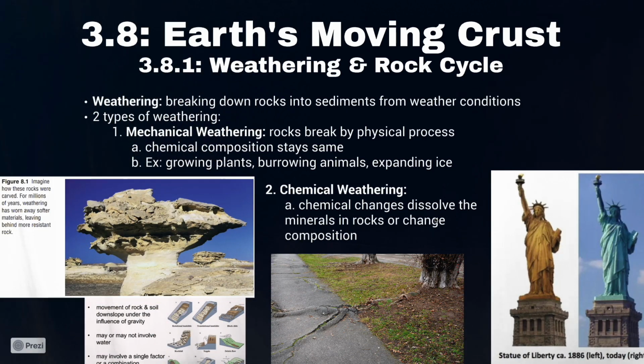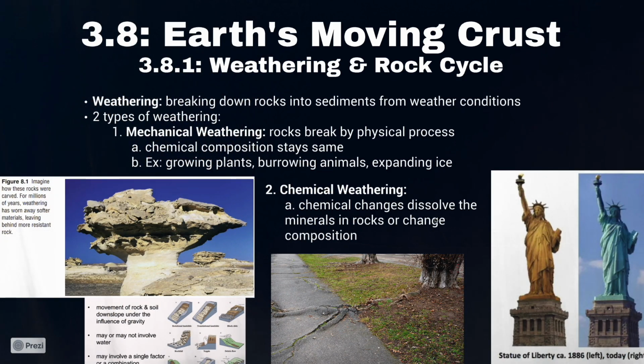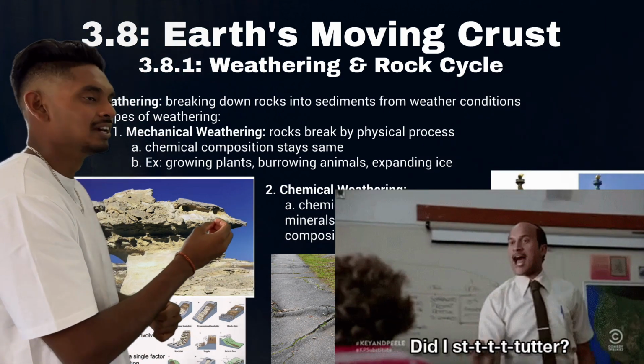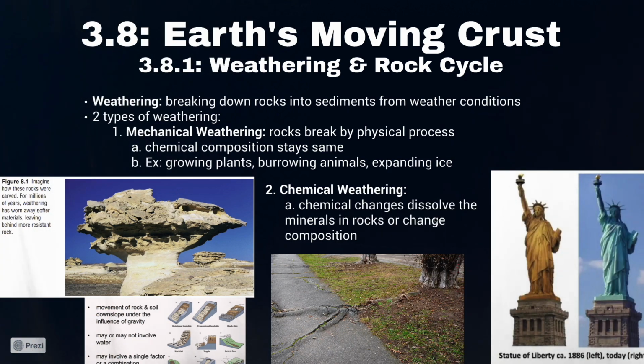So mechanical weathering in terms of breaking rock down is like growing plants, which the roots break the sidewalk. I don't know if you ever seen that walking on your way to school, or expanding ice. If water gets into the cracks and expands as ice, the rocks will crack. Chemical weathering, on the other hand, is dissolving materials like acid rain or changing the chemical composition. So if you look at the example here on the right side, the Lady of Liberty used to be a bronzish color. However, over time, chemical weathering has changed its color and its chemical composition to be green.